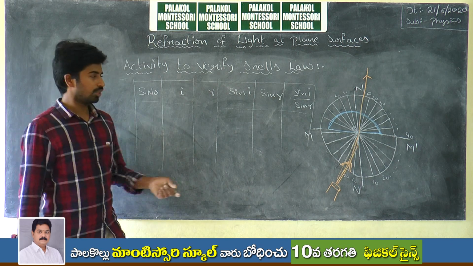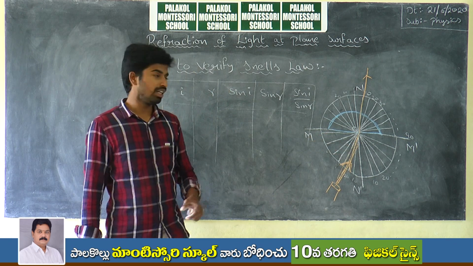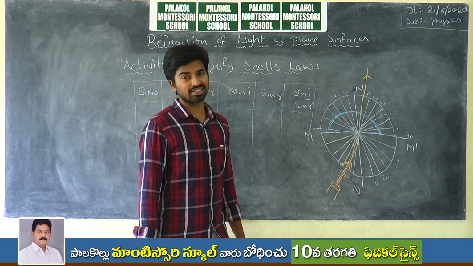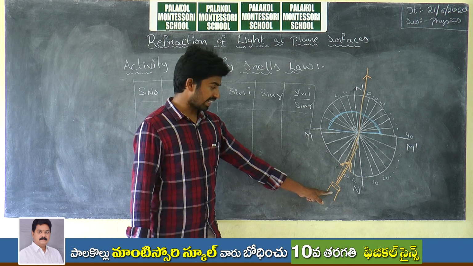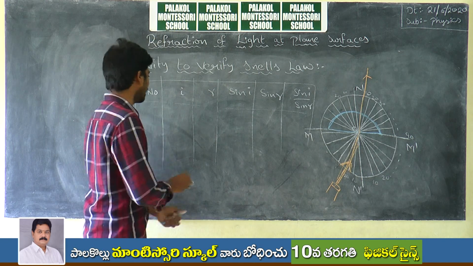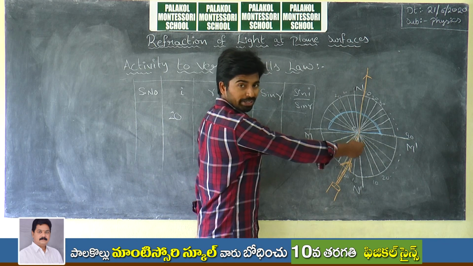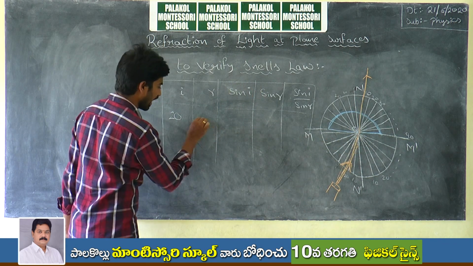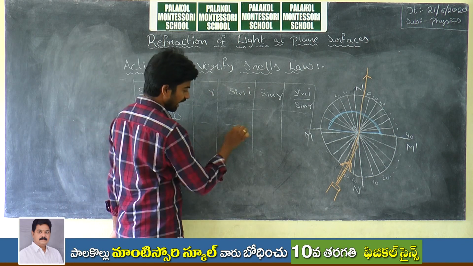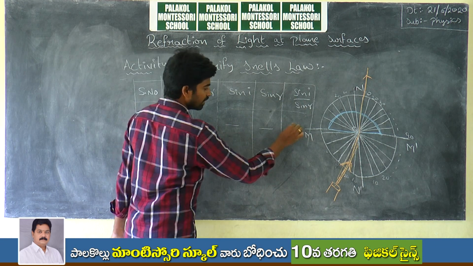So in this experiment, you have to prepare an arrangement like this on a white chart, and you must have a semicircular glass and a laser light source. So incident a laser light on the semicircular glass at some certain angle. Here I have started the experiment by taking the incident angle as 20. You will observe the refracted angle from the experiment and note it down here. Then from these two values, find sin I and sin R, and again find the ratio between sin I and sin R.